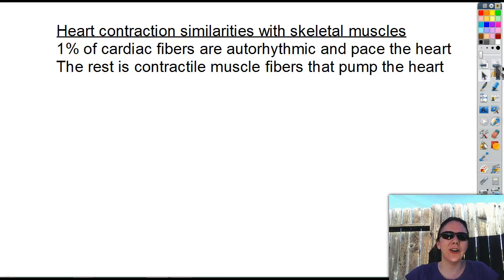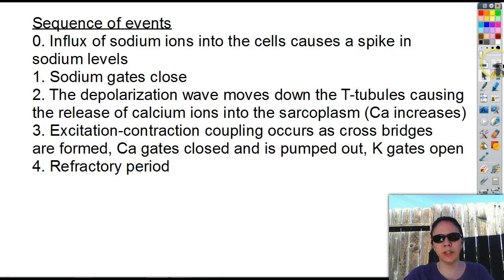The average adult heartbeat is 72 beats per minute. Athletes tend to have much lower, and then you can have higher for various other reasons. The rest of the heart muscles are contractile, and so the 99%, they're the ones that respond to the autorhythmic ones. And we'll talk more about that part later.